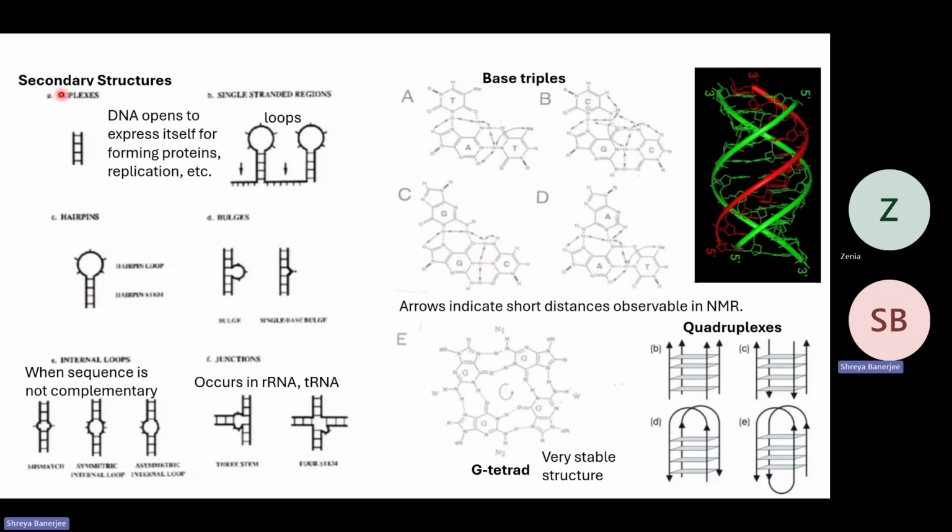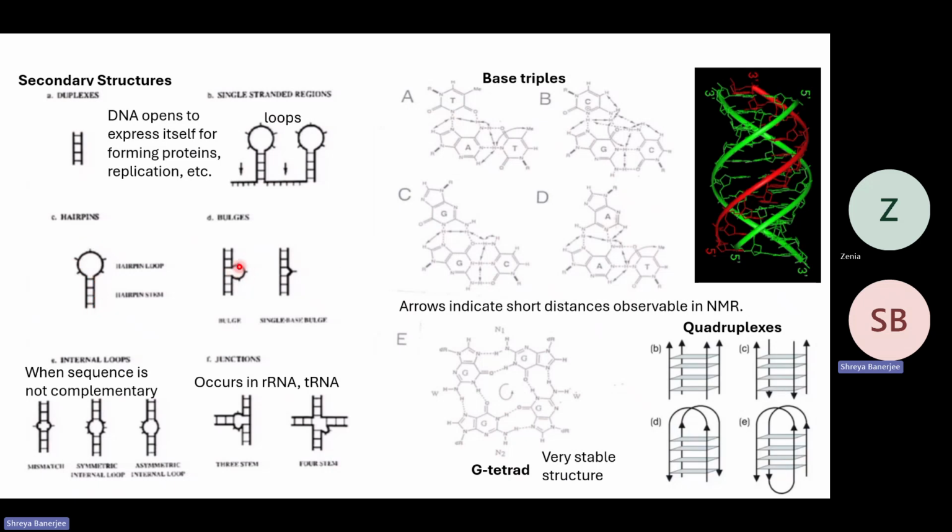Now we will look at the different secondary structures that DNA can form. So the most common is the DNA duplex, that is the double-stranded DNA. It can open itself up like this. So you have the double-stranded DNA, and here it opens up into a loop. So in the loop region, it is just a single strand. So this is a single-stranded region called a loop. And you mainly name this as a hairpin loop and this as the hairpin stem.